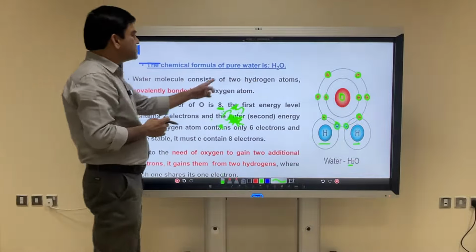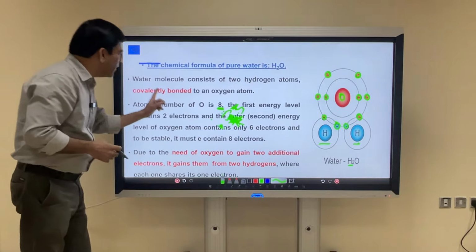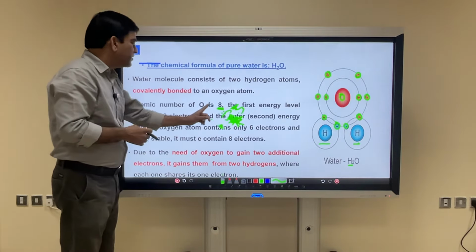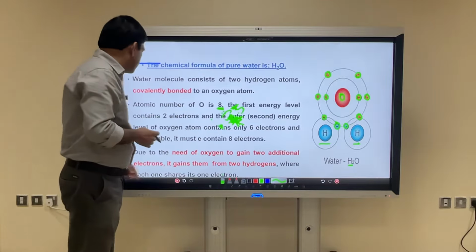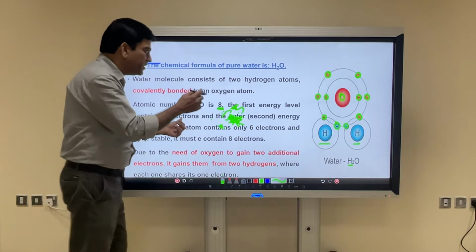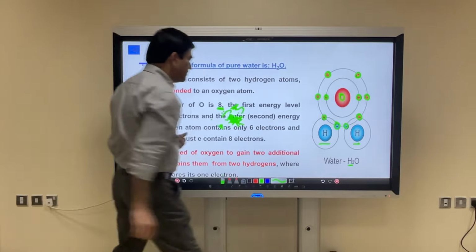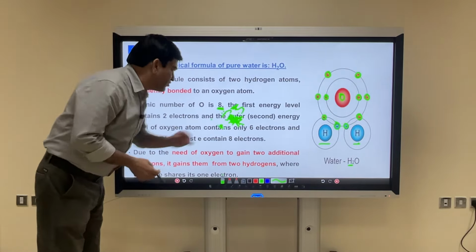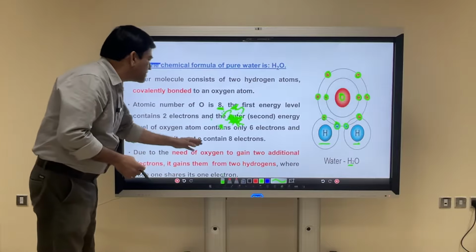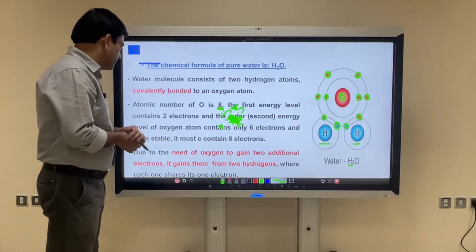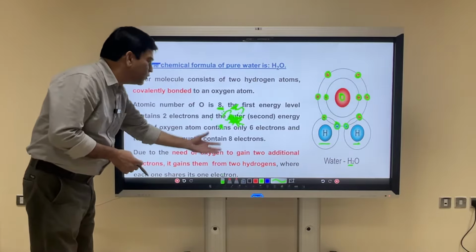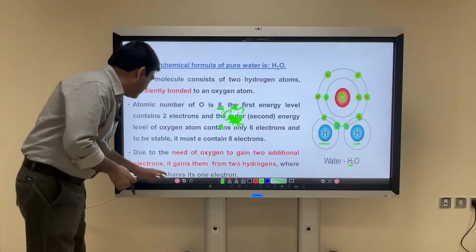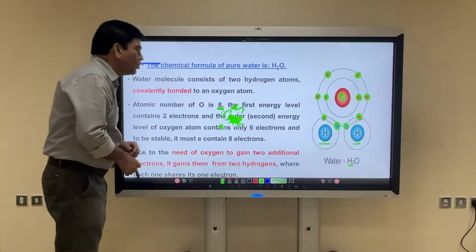A water molecule consists of 2 hydrogen atoms covalently bonded to an oxygen atom. The atomic number of oxygen is 8. The first energy level contains 2 electrons, and the second energy level contains 6 electrons. To be stable, it must contain 8 electrons. Due to the need of oxygen to gain 2 additional electrons, it gains them from 2 hydrogens, where each one shares its 1 electron with oxygen.